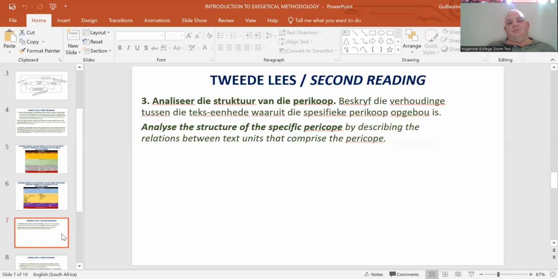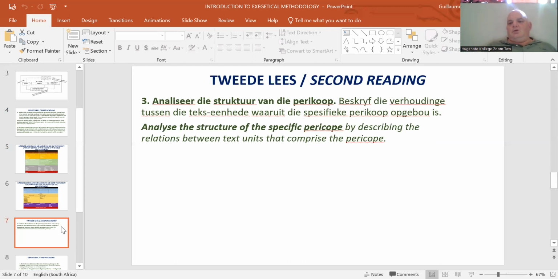Now you're going to the second reading, and this is where you will analyze the pericope. Now you're going to write down the primary part of the sentence, this is the thing that is added to explain this word. This is the phrase that he added to explain that. Here he digressed and expanded on his argument. Let me give you an example.